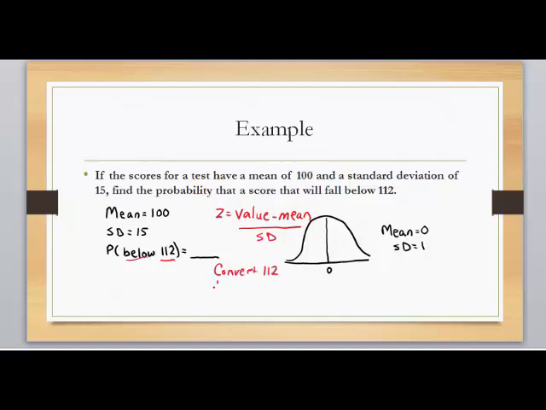You would want to write this part down in your notes, that we are going to convert 112 to a z-score. And we're going to do that by using our formula, just like we did a second ago for the mean. Okay, so let's plug it in. For my value, remember that that is always going to be the thing that you are trying to convert. So if we're trying to convert 112, then 112 is going to go in for the value.